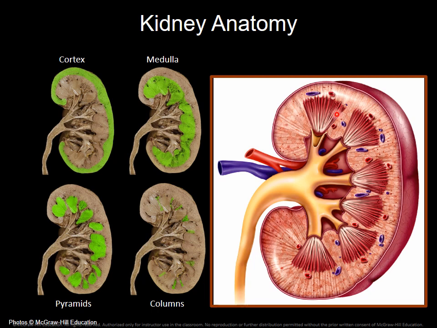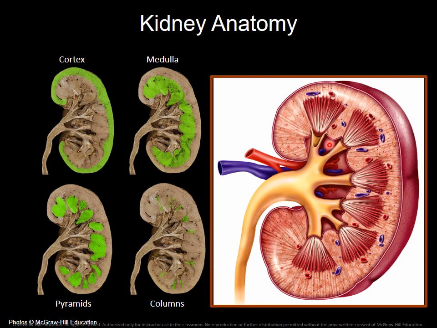And here we see it diagrammatically. Again, the cortex on the outside and the columns, renal columns, being between the triangular renal pyramids. Again, remember, in 3 dimensions they're actually cone-shaped. The tip of each pyramid is referred to as the renal papilla. This is where urine will leak out once it's formed, and this hollow space is the minor calyx.